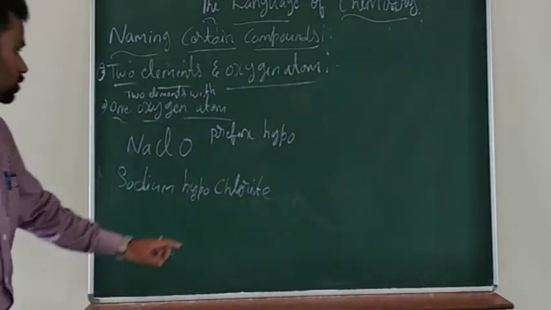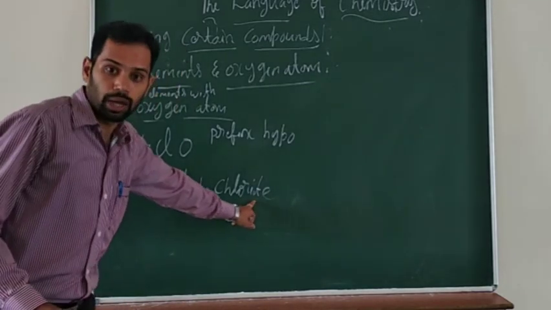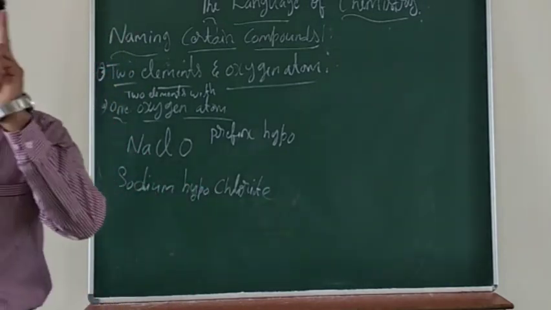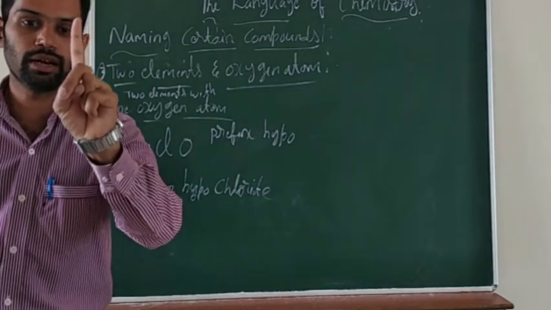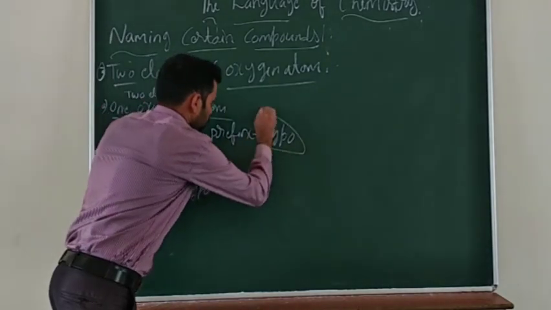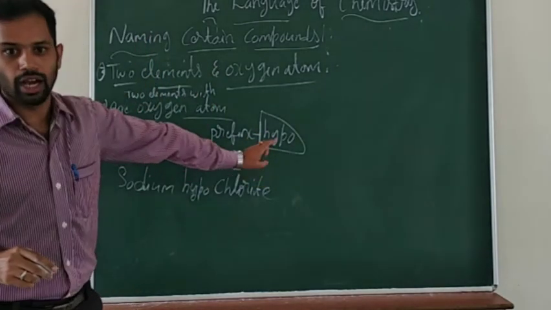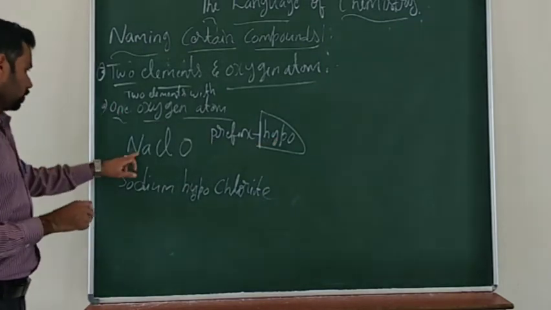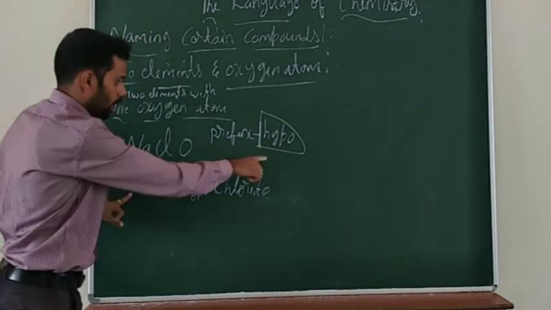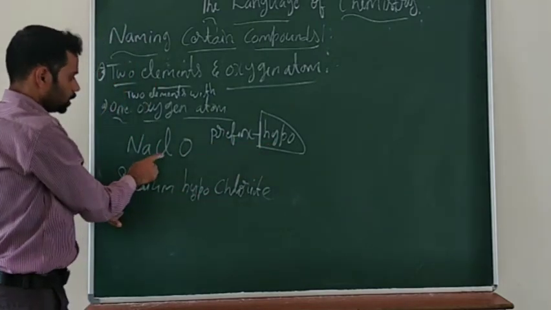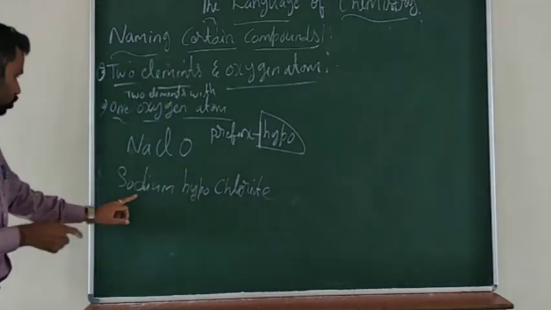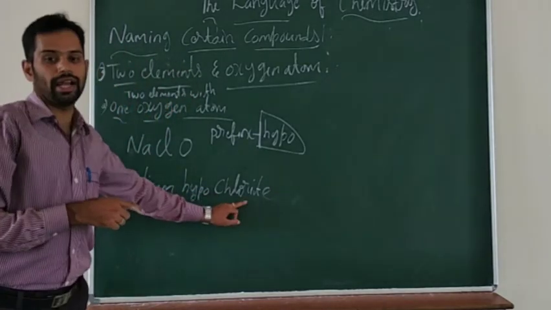Sodium hypochlorite. Chloride, this is also very important. Only with two elements and only one oxygen atom, that time you should use the prefix hypo. First you should write the name of the first element. Then in the middle, the prefix hypo. Then for the chlorine you should write chloride. Sodium hypochlorite.